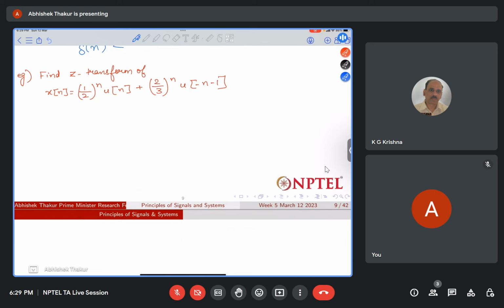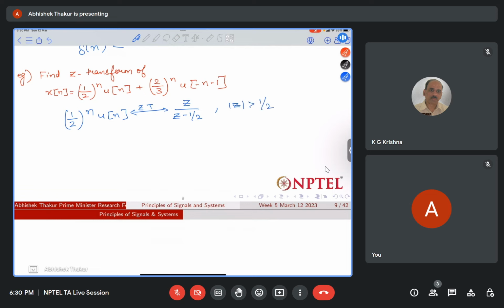We know that the Z transform of half to the power n u[n] is simply z by z minus a. Here a is half, so z by z minus half, and the ROC will be magnitude of z greater than half.